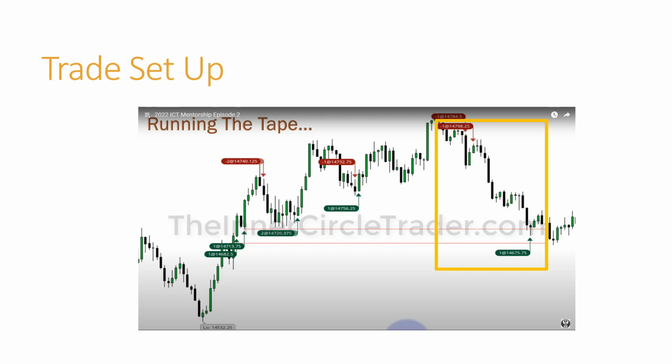You can see he gets set short there at 14,798.25. That's where he opens the trade short, and then he closes out at 14,675.75. And so this is the trade setup that we're going to be studying in the mentorship program. We'll go into more detail about the specifics of that, but it's basically the fair value gap, how to get in, and then where to obviously get out.